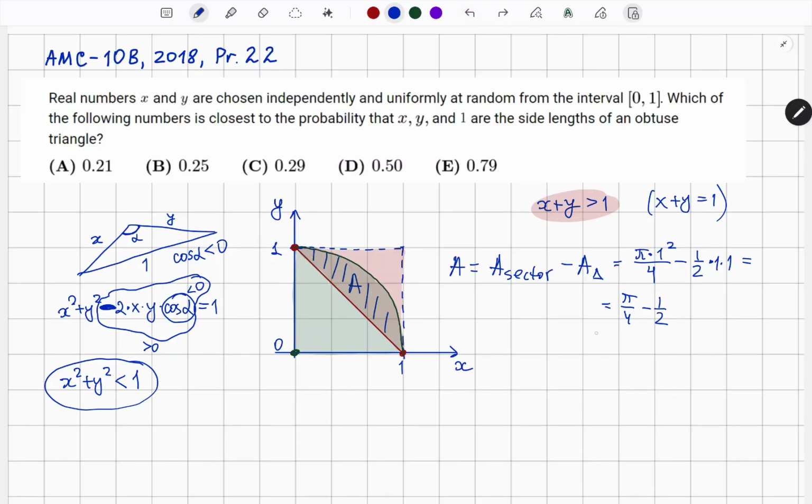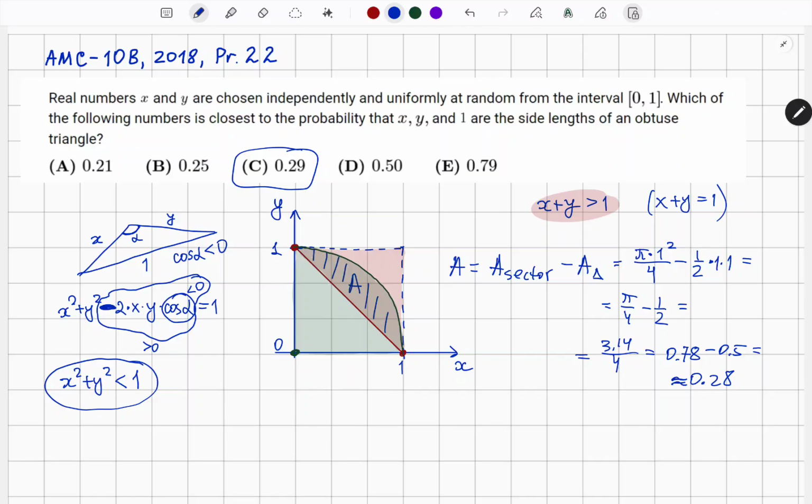It's 1. So now I have to approximate the area. Pi is 3.14. When I divide it by 4, it's 0.78 probably, minus 0.5, so it's 0.28. Very close to 0.28, maybe 0.29. So the closest number is C, 0.29.